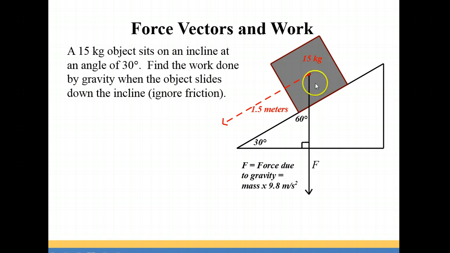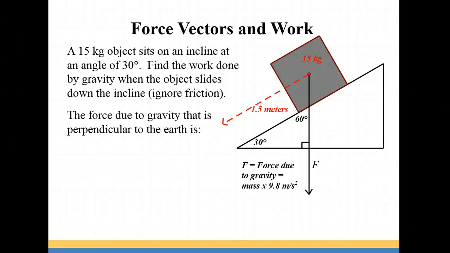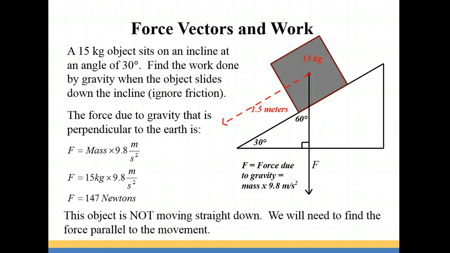Now the object's not going to move directly down because the ramp's in the way. What it's going to do is slide down the ramp. And what we want to do is find out how much work is done by gravity when the object slides down the incline. We're going to ignore friction for this problem. We can easily calculate the force due to gravity, that is the force that is perpendicular to the earth, by doing mass times acceleration. So we have a 15 kilogram object times 9.8 meters per second squared, which gives us 147 newtons. But this object's not going to move straight down because the ramp's in the way.